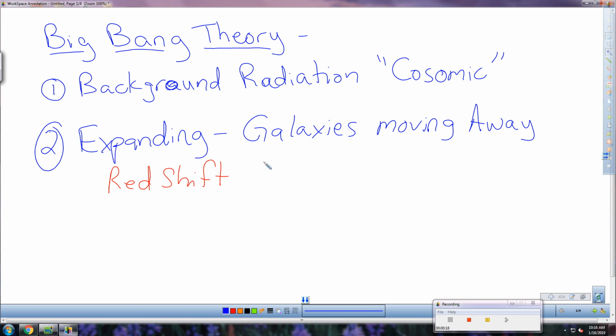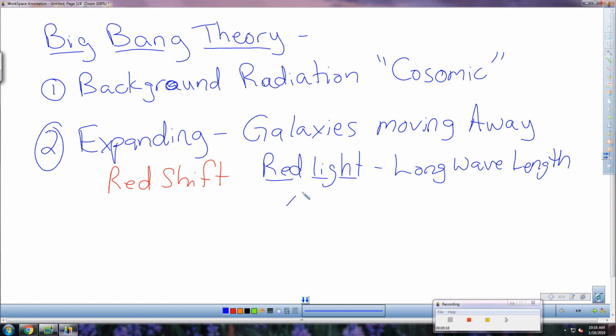Red light has the longest wavelength. And therefore, as you move towards the red light area, the wavelengths are getting longer and longer and longer, meaning that the things are getting farther and farther apart. If we had what is called a blue shift, it is in the opposite direction. Things are not getting farther and farther away. Things are actually getting closer and closer.